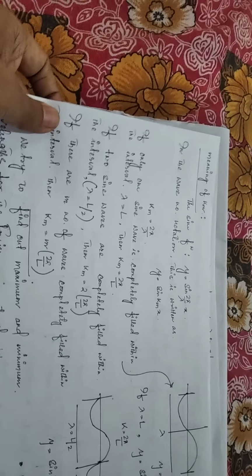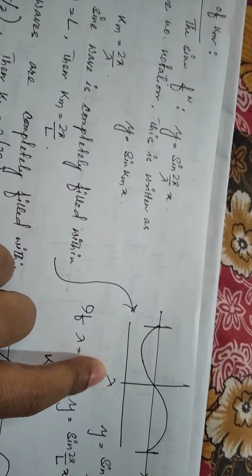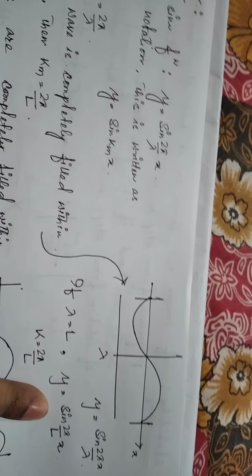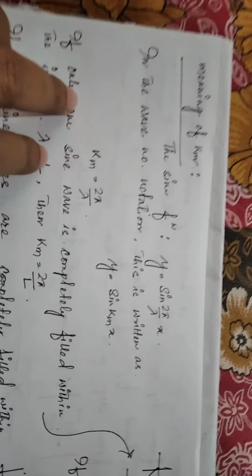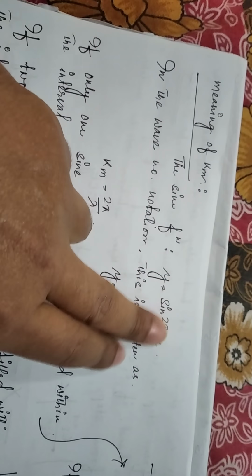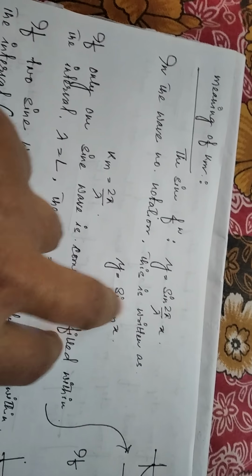Now what is wave number actually? Let us see. This is a sine function, and what is lambda here? This is the wavelength. If lambda equals L, you get sine of 2 pi by L, and this 2 pi by L is called the wave number. So in wave number notation, we represent this as sine Km x, where Km is equal to 2 pi by lambda, and that is called the wave number.